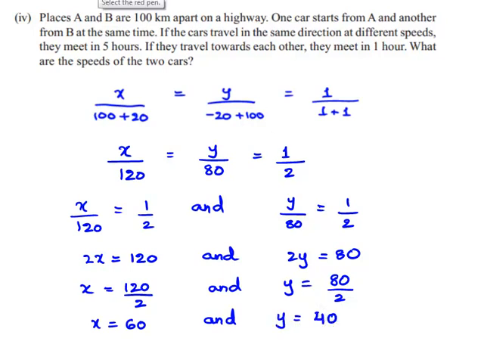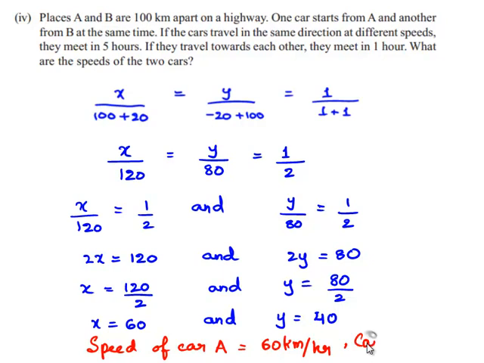Therefore, the speed of car A is equal to 60 kilometers per hour and car B is equal to 40 kilometers per hour. So the speeds are 60 kilometers per hour and 40 kilometers per hour respectively.